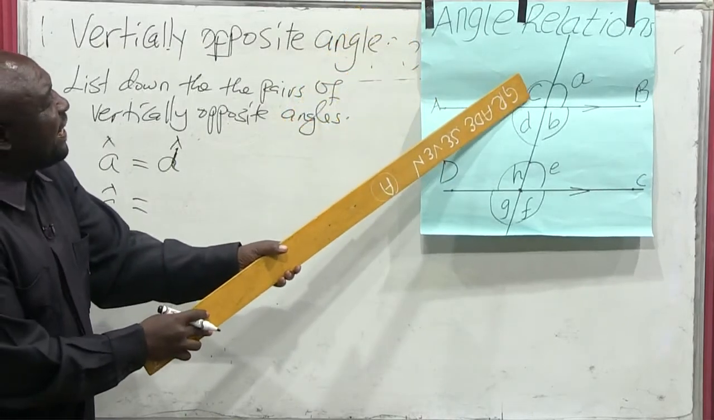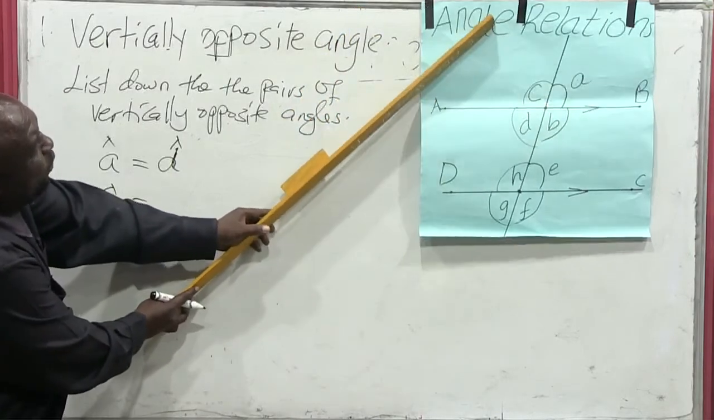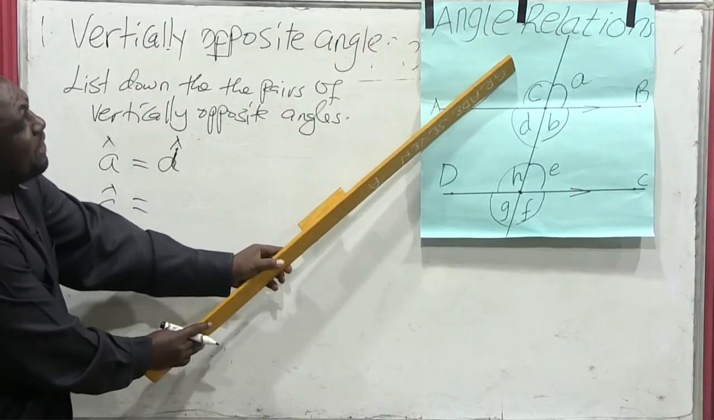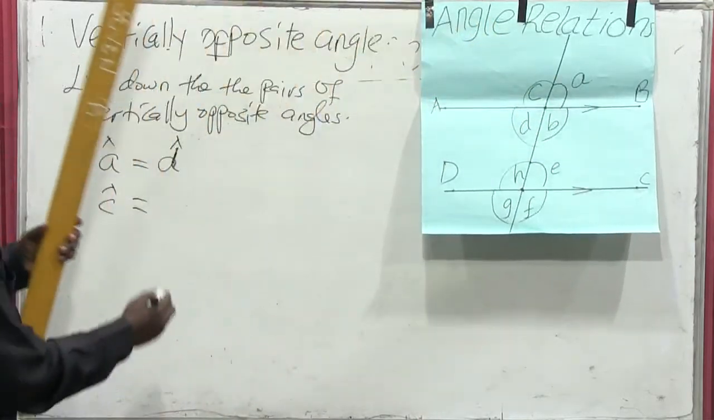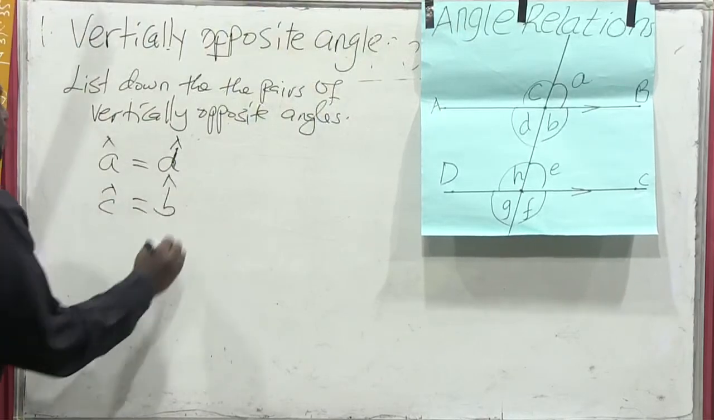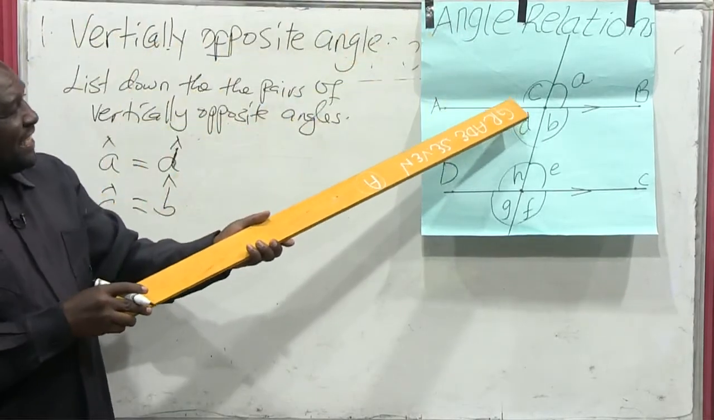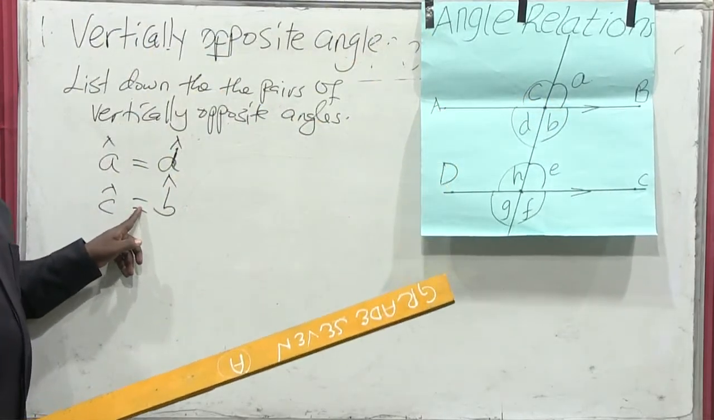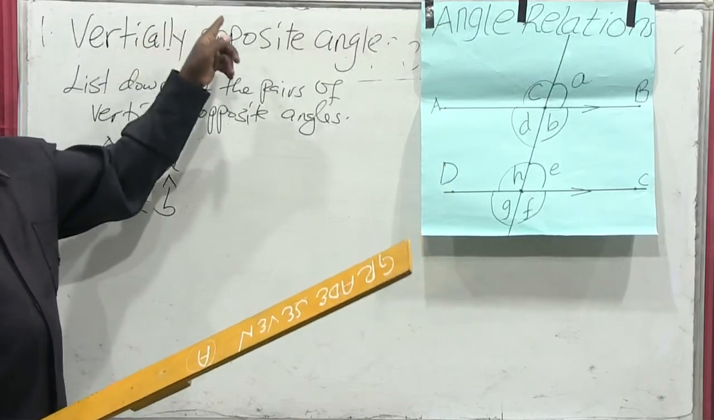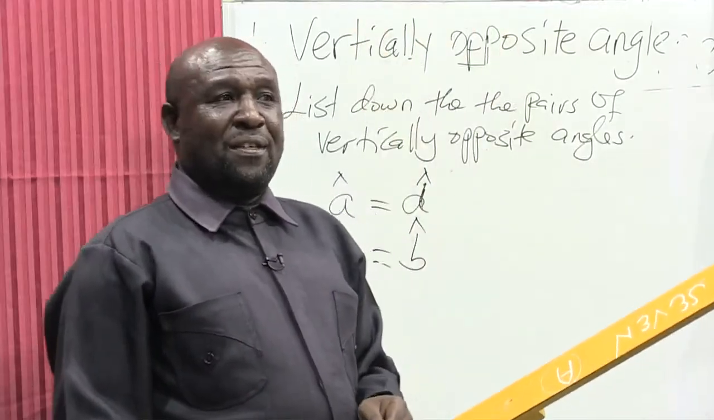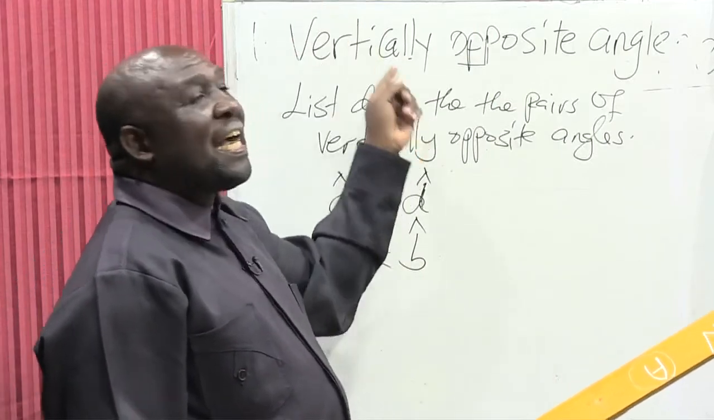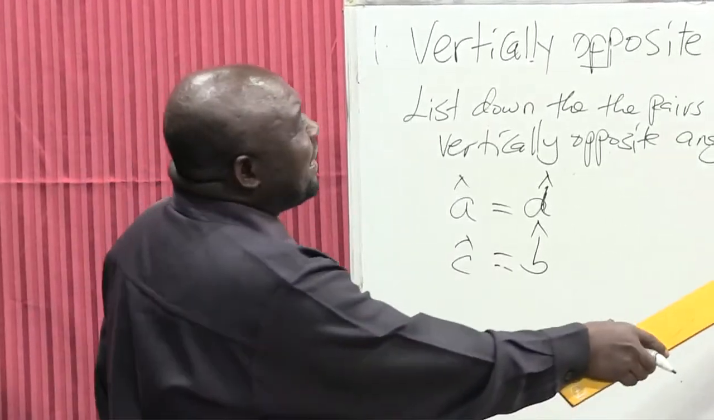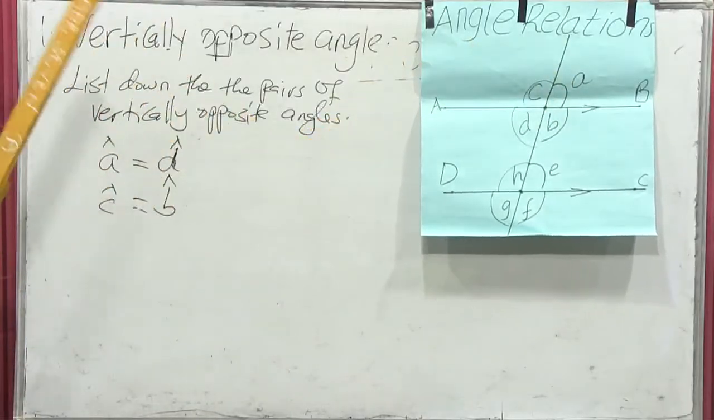Now C, direction of C this way. Another angle which is vertically opposite to that, in the opposite direction, it is B. Yes, very good. It is angle B. So angle C and angle D, they are equal because they are vertically opposite angles. The relation is vertically opposite angles. So they are equal. They are at the same point, opposite direction.